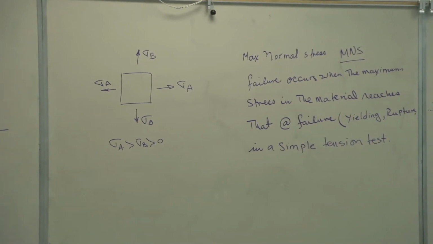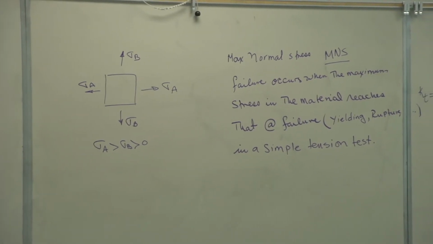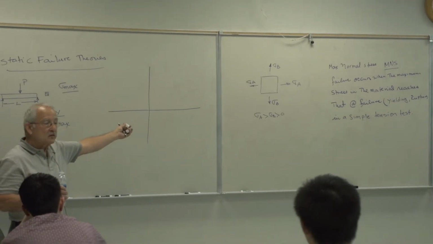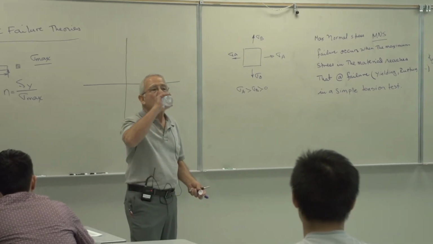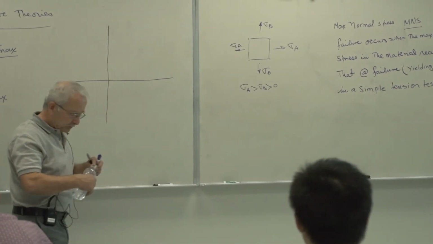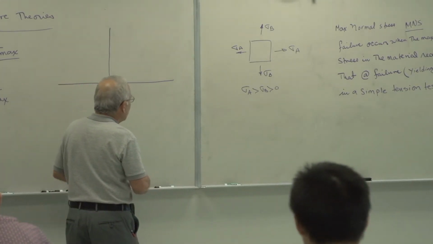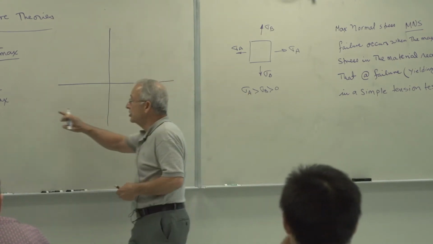Sigma A, because as I increase the load, these will increase proportionally. If I double the load, they both double. So if sigma A is greater than sigma B now, it'll remain greater than sigma B. So failure occurs when that reaches that.